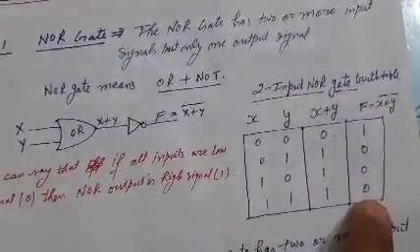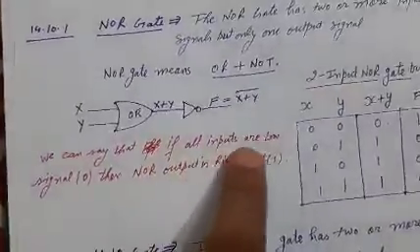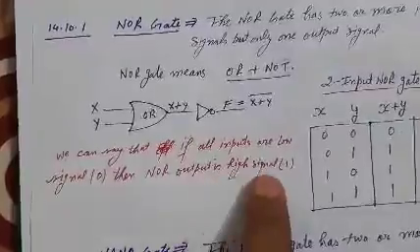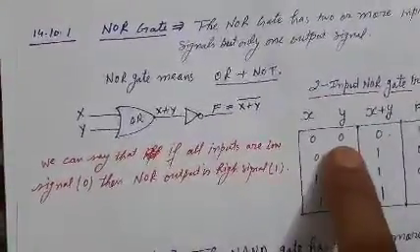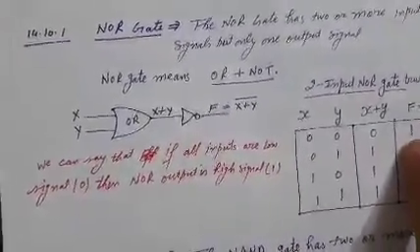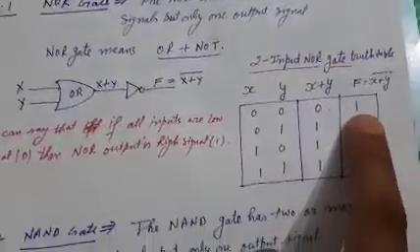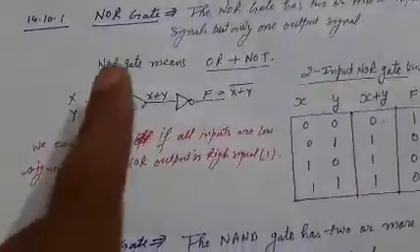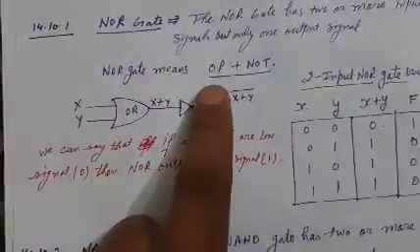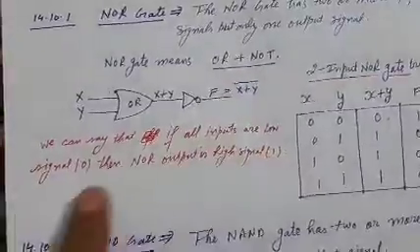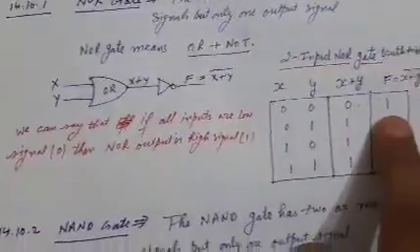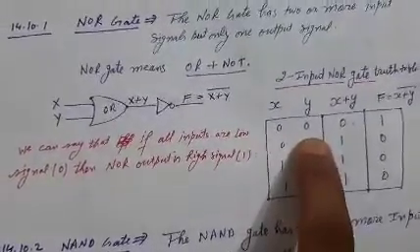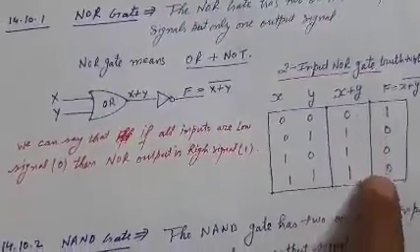Or we can say if all inputs are low signal, then the NOR output is high signal. That is, if X and Y are 0, then only one function value is 1, that is, the output is 1. So we again repeat: NOR gate is the combination of OR plus NOT. The output is 1 only when both inputs are low, that is 0. Otherwise the output is 0.